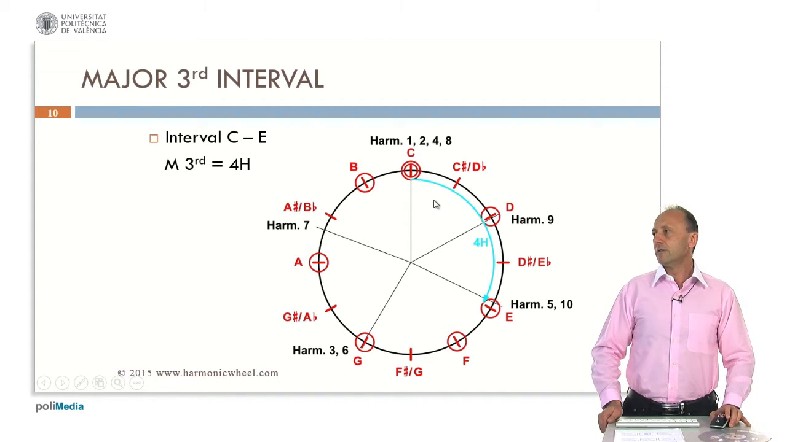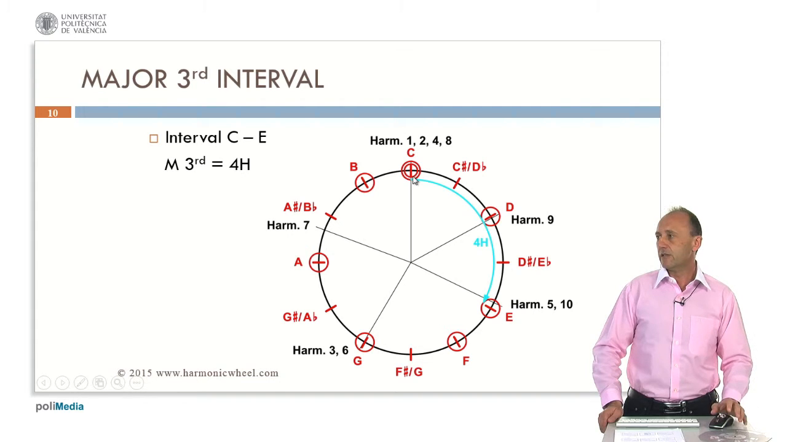Now consider the other intervals, from C to E. We have C, D, E, 3 natural notes, so this is a third interval. Now the note E is not at the same place as harmonic 5. It's near it, but not very near. So this interval is not perfect. It is called major. The major third has 4 half steps.